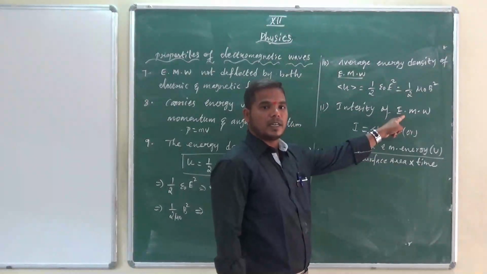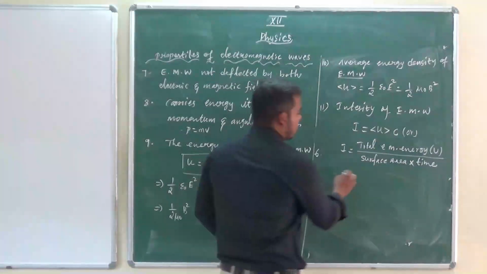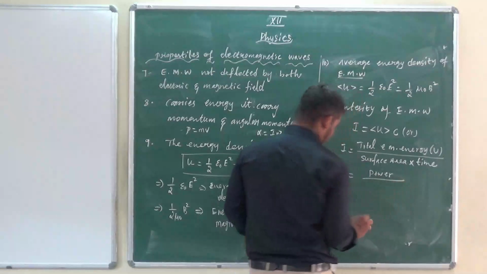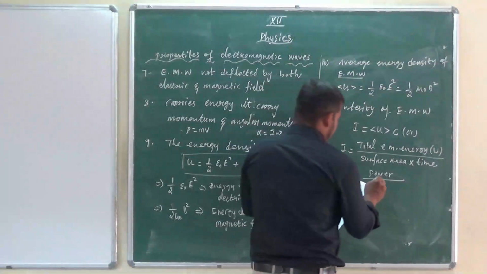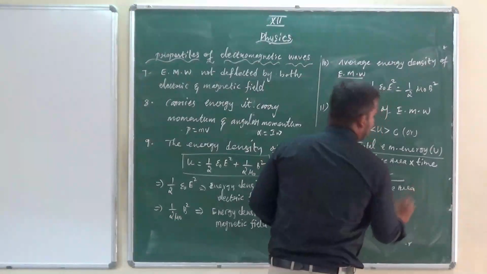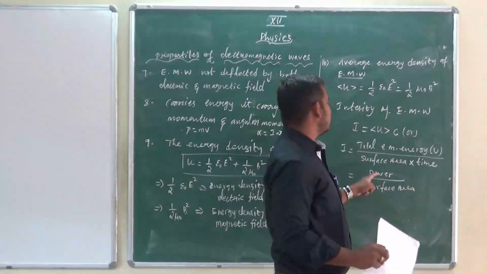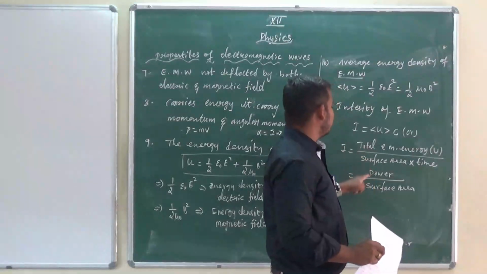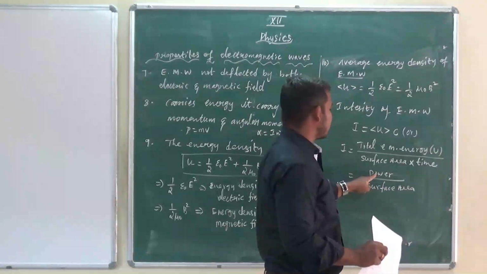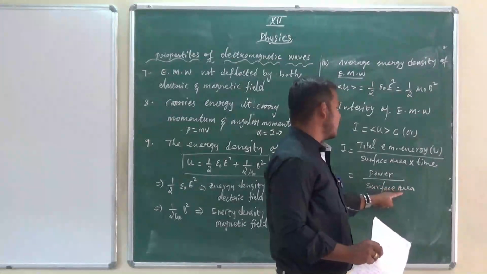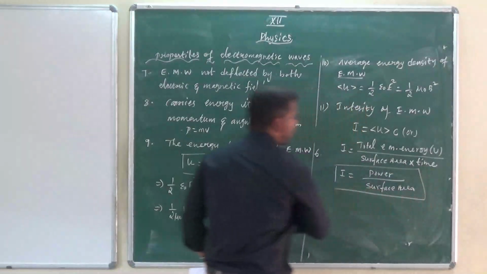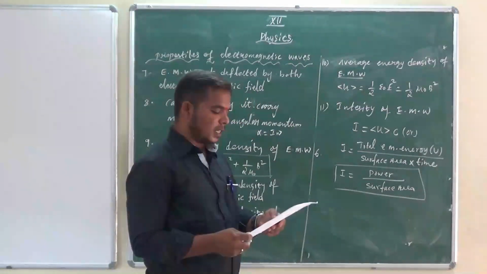The ratio of total electromagnetic energy to the surface area into time is known as the intensity of the electromagnetic wave. So in this equation we can write power by surface area, because energy by time is considered to be power. That's why the total energy by time is represented by power. So intensity is represented by power by surface area.